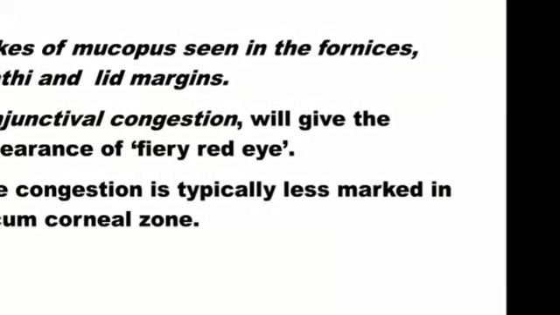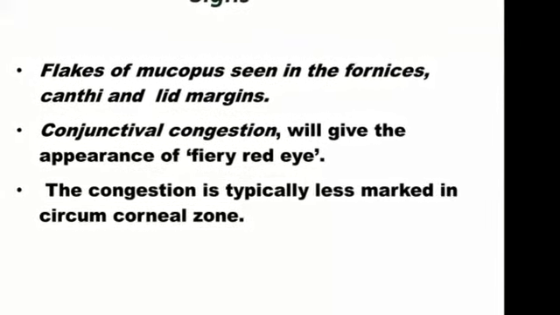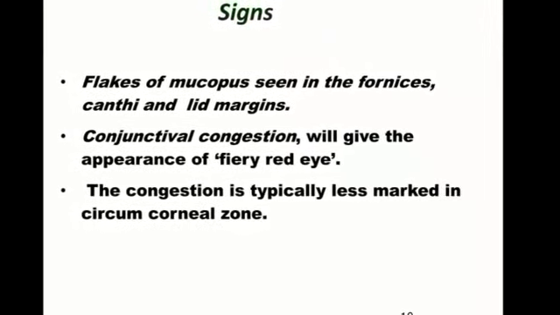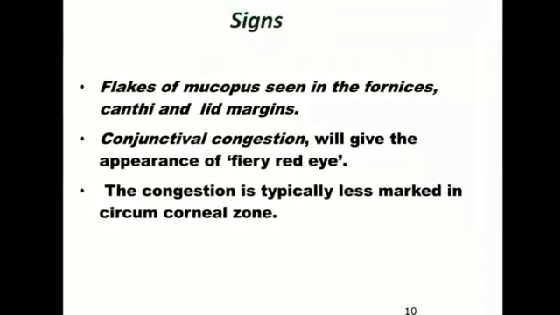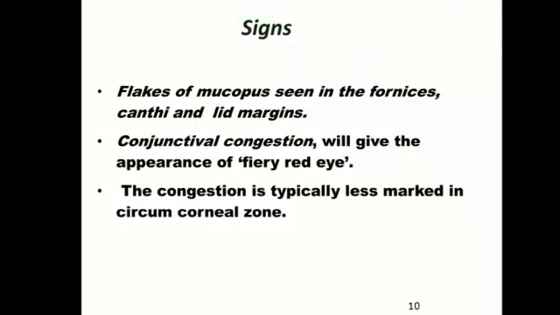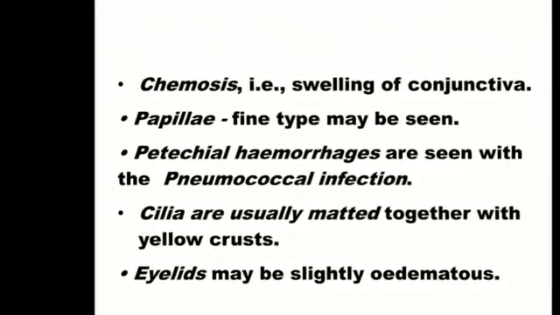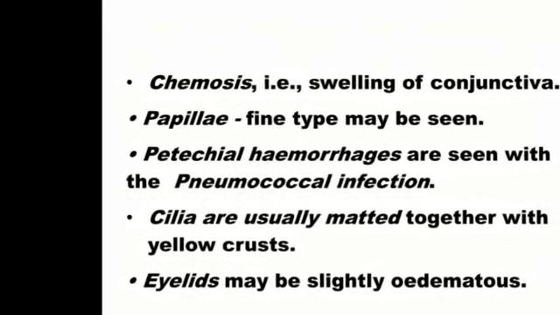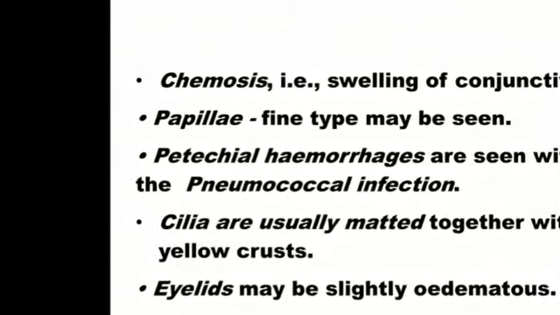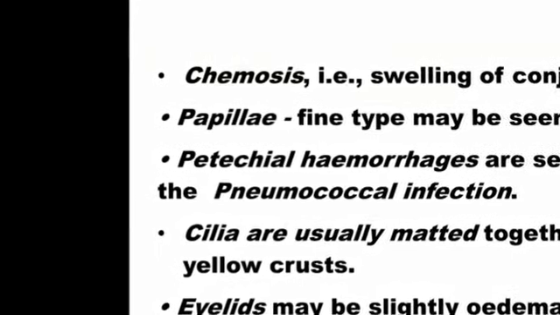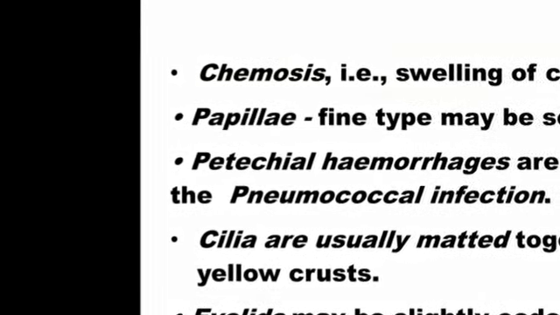Signs of acute bacterial conjunctivitis are flakes of mucopus seen in the fornices, canthi and lid margins. Conjunctival congestion will give the appearance of fiery red eye. The congestion is typically less marked in circumcorneal zone. Chemosis, that is swelling of conjunctiva. Papillae, fine papillae may be seen. Petechial hemorrhages are seen with the pneumococcal infection. Cilia are usually matted together with yellow crust. Eyelids may be slightly edematous.